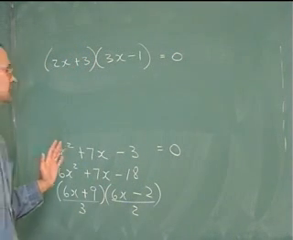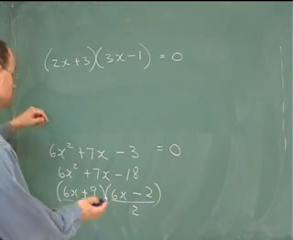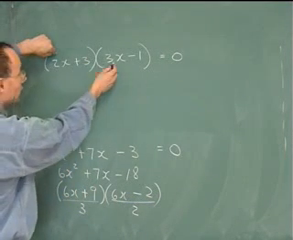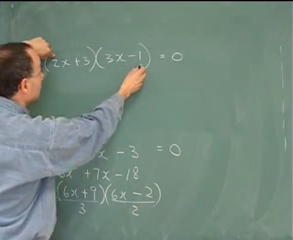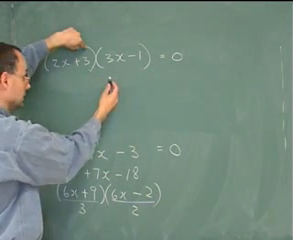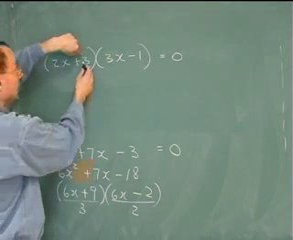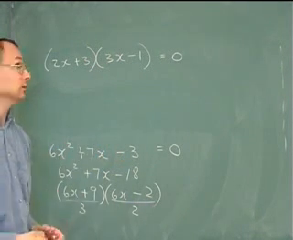It's always a good idea to confirm that you did your factoring correctly, and it's real easy to do. 2x times 3x, yes, that's 6x squared. 2x and negative 1, okay, so negative 2, positive 9 makes positive 7, and then we're also getting negative 3, so we did our work correctly.